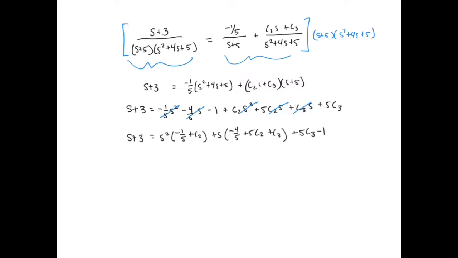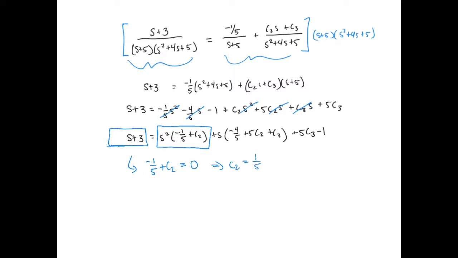Now I know that on this side of the equation, I don't have an s². And on this side of the equation, I have the term (negative 1 over 5 plus c2) times s². So from this, I know that negative 1 over 5 plus c2 has to be equal to 0, because there is no s² on the left-hand side of the equation. So from this, I know that c2 has to be equal to 1 over 5.